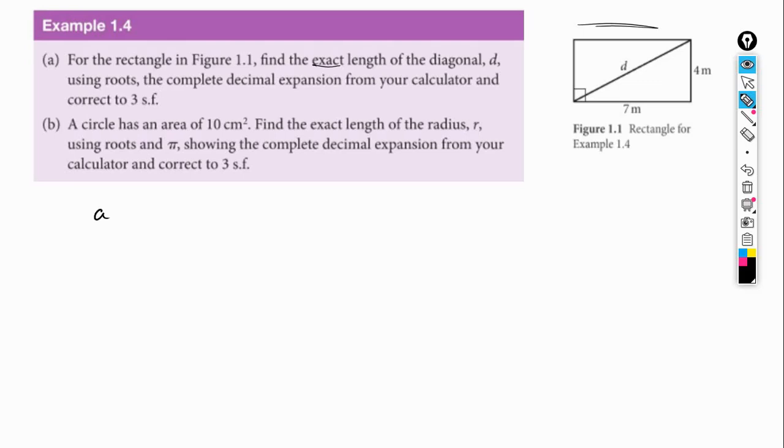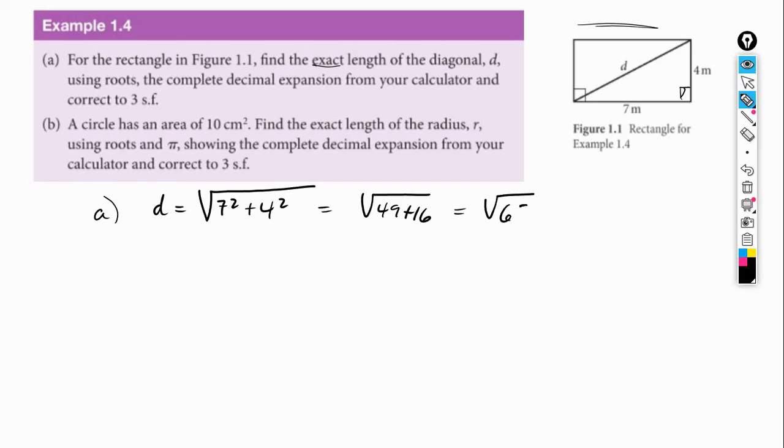Okay, so for A, first we need to find the exact length. For that, we can use the Pythagorean theorem, right? If you notice, the diagonal of the rectangle is also the hypotenuse of a right triangle because this angle here is, of course, a right angle. Therefore, we can say that D is equal to the square root of 7 squared plus 4 squared, and this would be equal to the square root of 49 plus 16, and this is equal to the square root of 65. So this is an exact length.